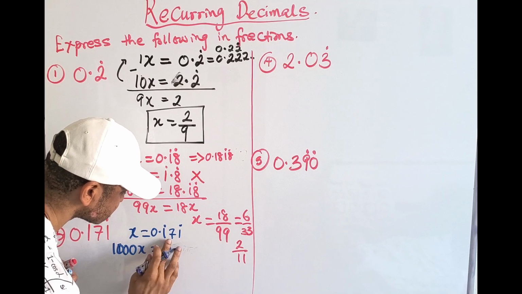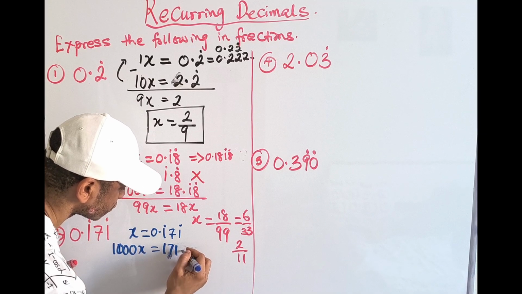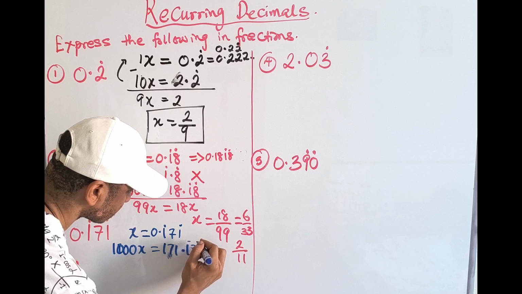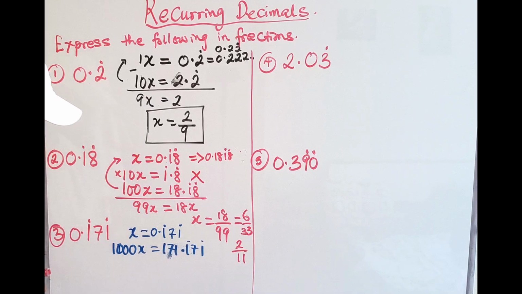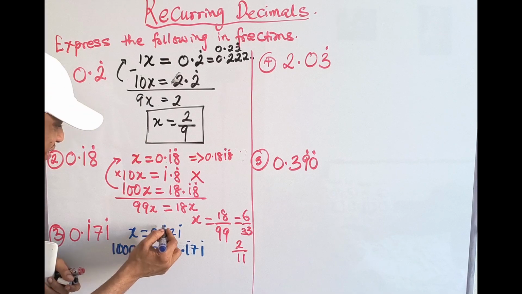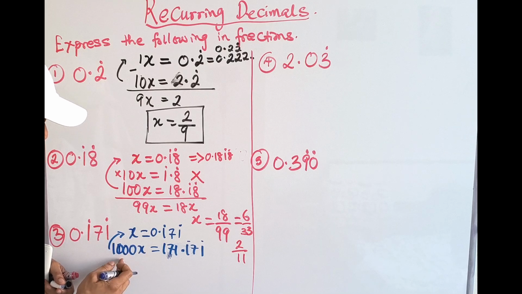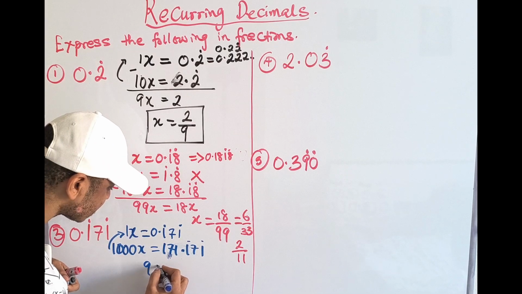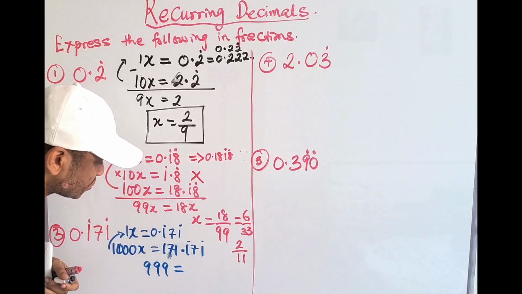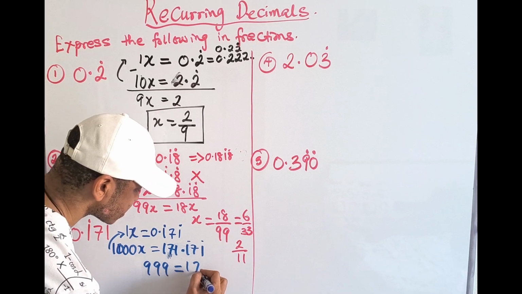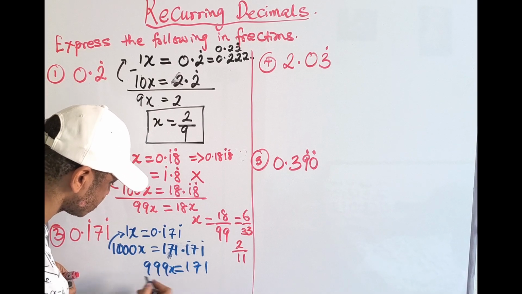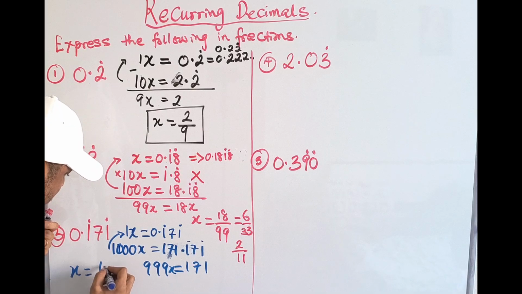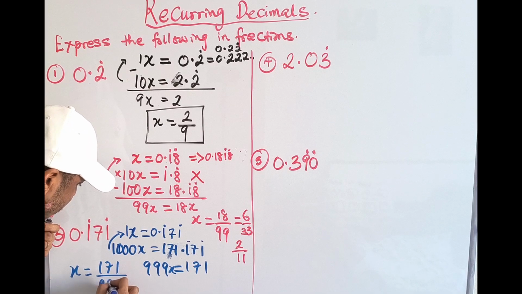So 171.171 recurring. I have to move it. So this is what I have. You see this we cancel, so I'm subtracting. So 1000 minus 1, this is 1x, remember, will give me 999x is equal to 171. So my x should be 171 over 999.